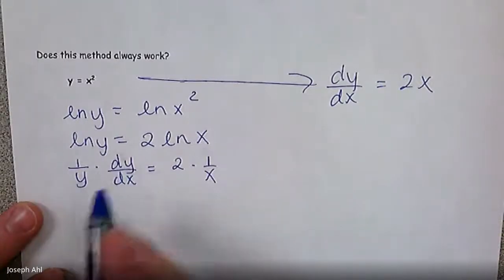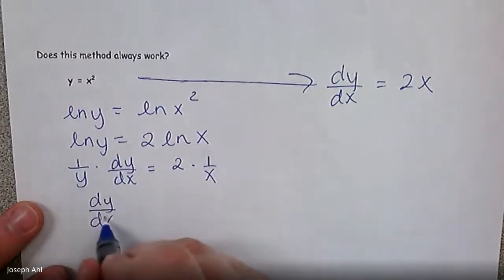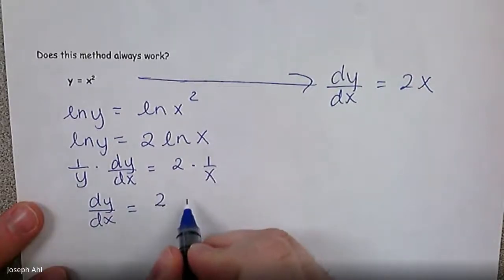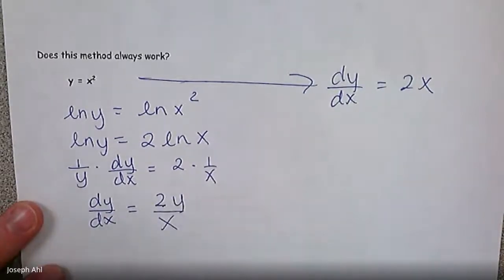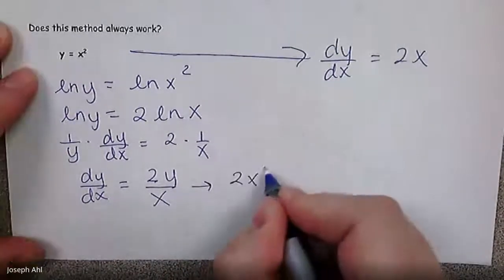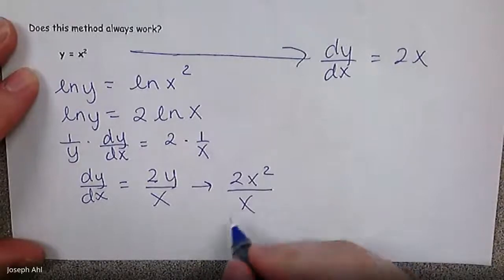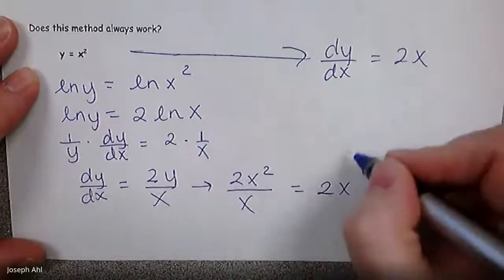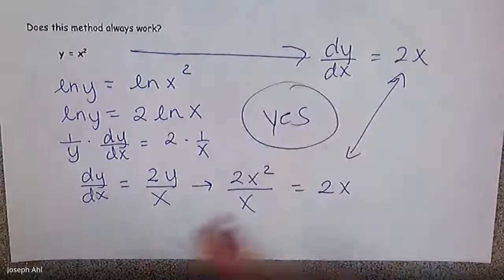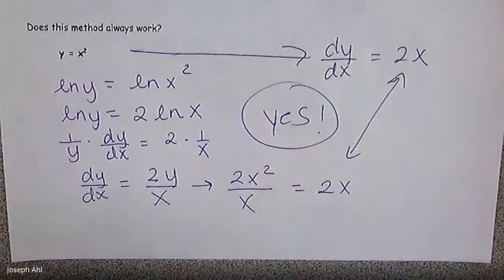So if I multiply both sides by y, I get dy dx equals 2y over x. But what does y really equal? Y is really x squared. So 2x squared over x is 2x. So the answer is yes. I'm excited about that. Yes, it does really work every single time using logarithmic differentiation.